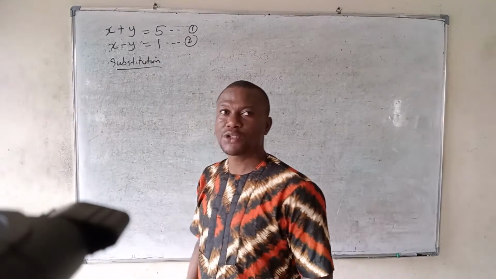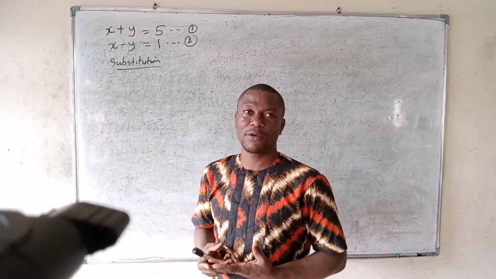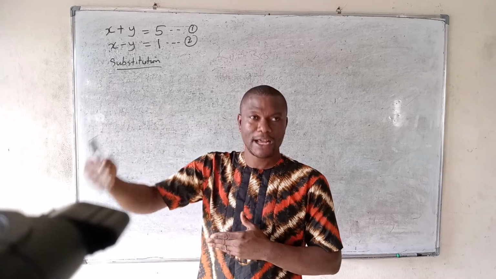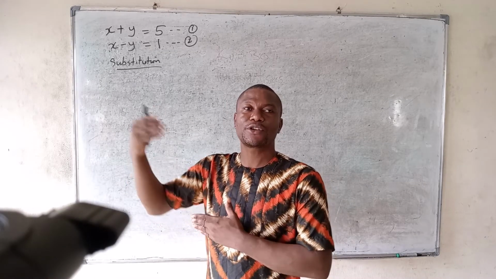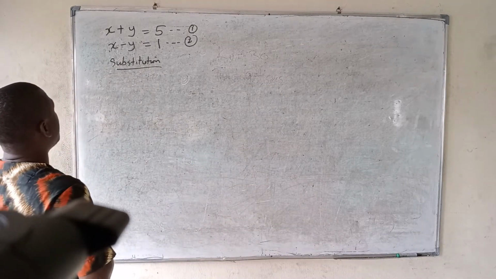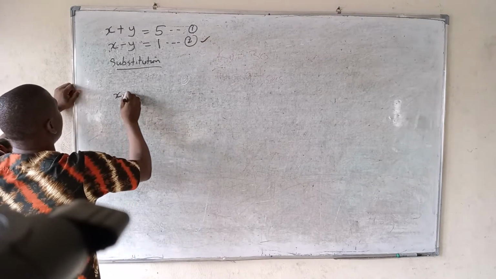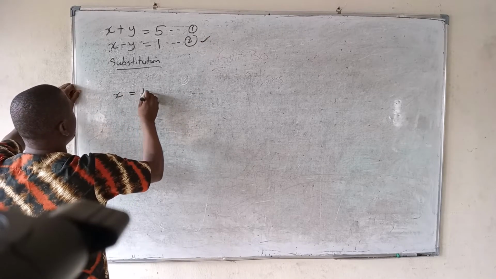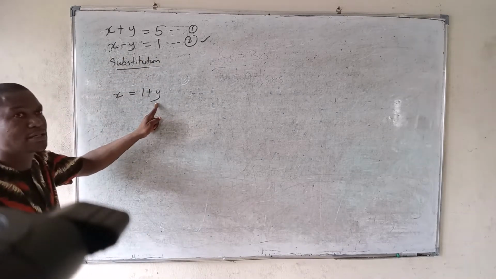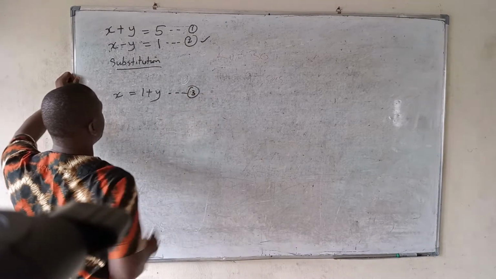By the substitution method, you make one variable the subject of the formula and substitute whatever expression you get into the other equation to now solve for the other variable. So in this case, we make x the subject of the formula in equation 2 to have x equal to 1 plus y, because when this y crosses, it becomes positive. And you can call it equation 3.